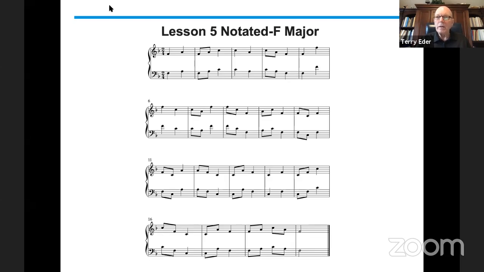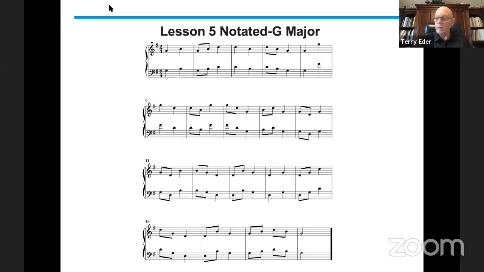Okay. And then the wonderful thing about movable do is you can shift keys. So it automatically moves, the relationships stay the same. Here it is in F major. So now we're do, mi, so, mi, do. Okay. Here we are in G major. Do, mi, so, and so on.